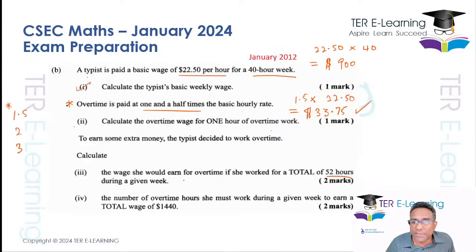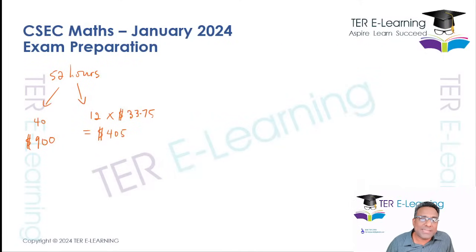They want the wage for the overtime if she worked a total of 52 hours. That's what they wanted. So in this case, all they want is the overtime part of it. Therefore the answer is going to be $405. This is the answer that they want. All they're concerned about is the overtime part of the payment. We're not going to take the 900 and add it to the 405. All we want to do is take the 405.